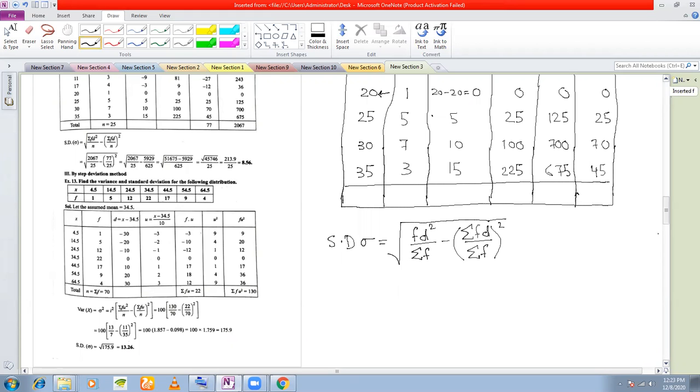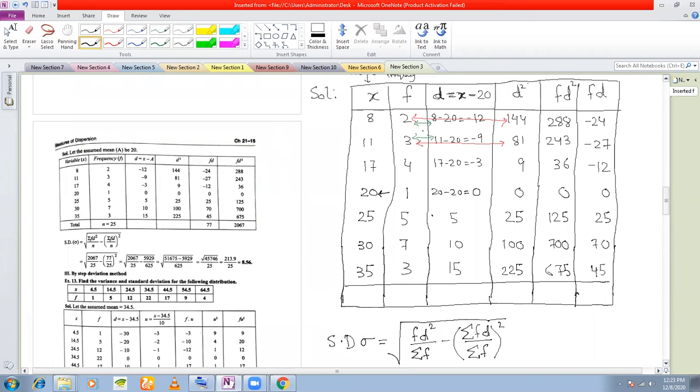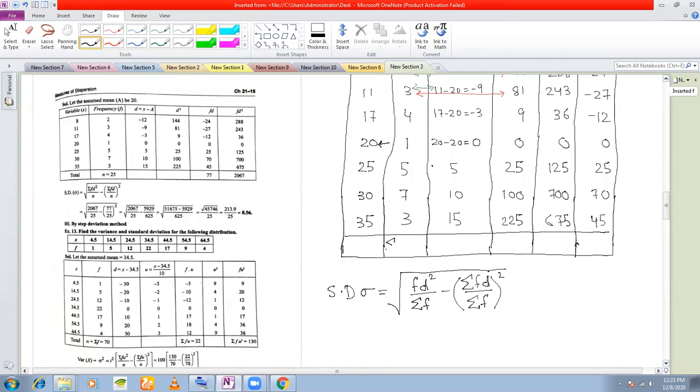So what is summation F here? Let us add up the frequency column. How much does the frequency column add up to? Sorry, it's not 70. It adds up to 25. So summation F is 25. And next, let us add up FD square, because we require summation FD square by summation F minus summation FD by summation F whole square.